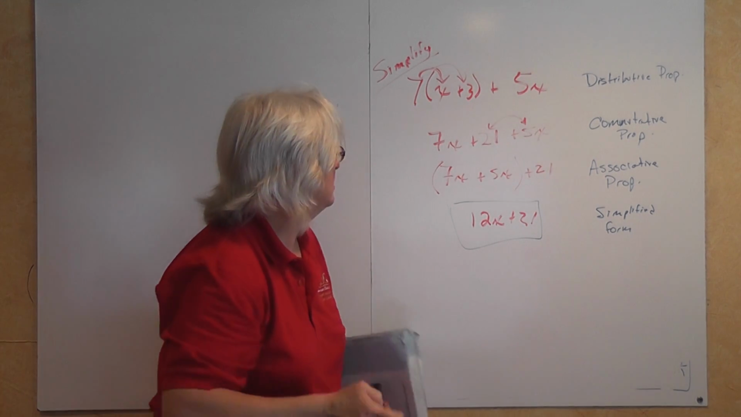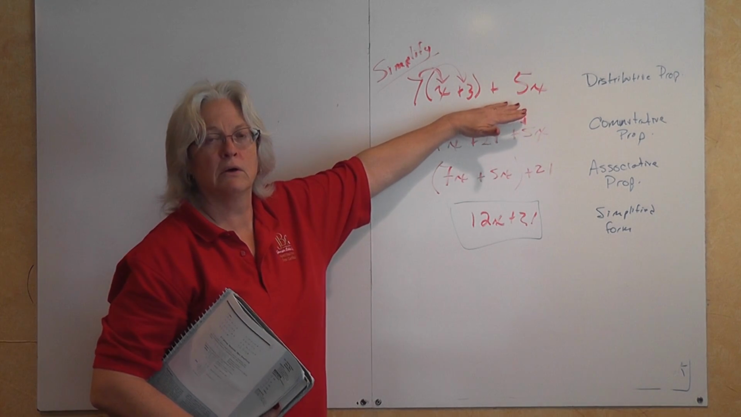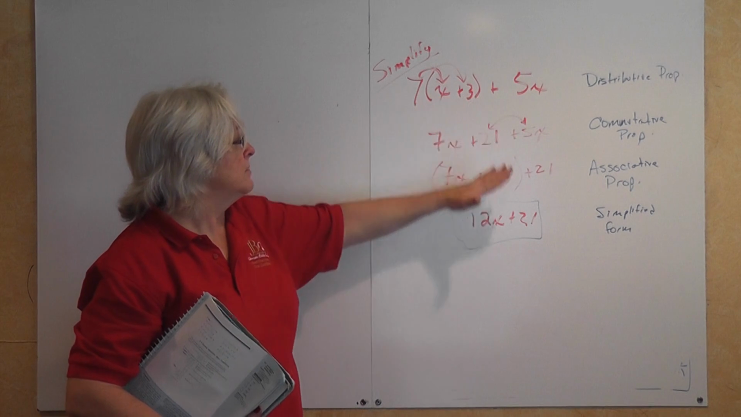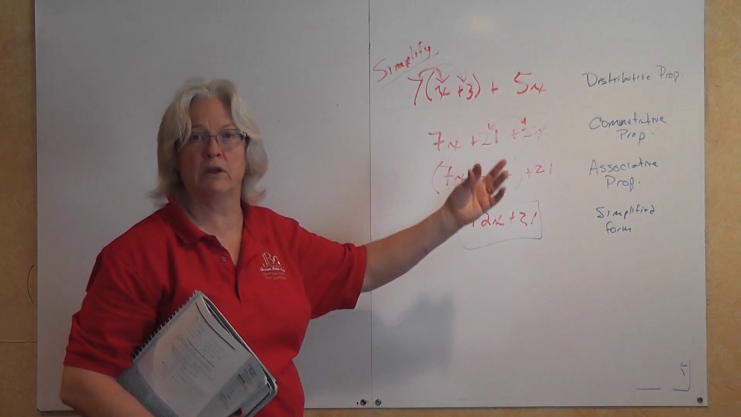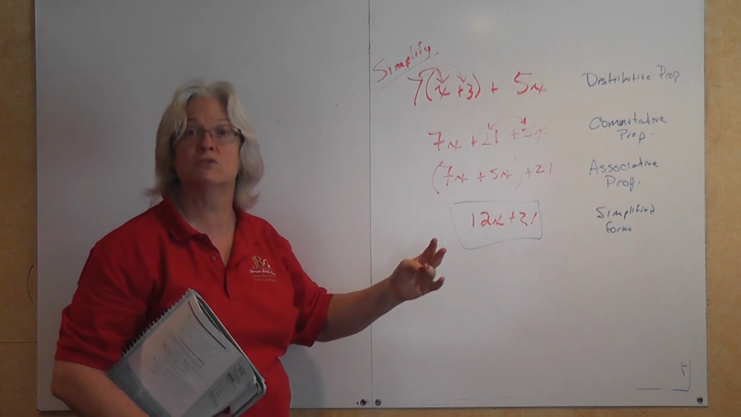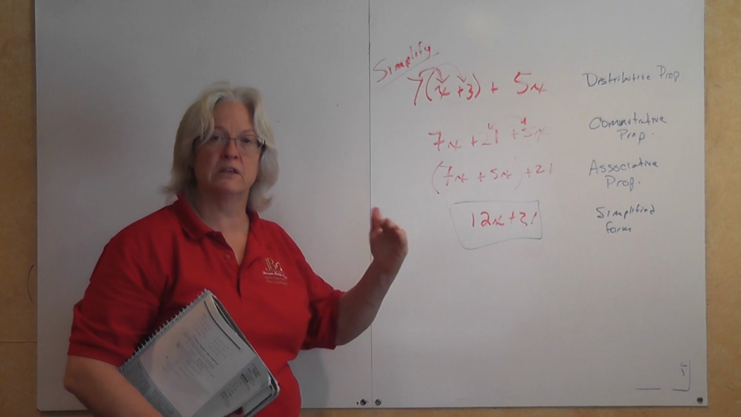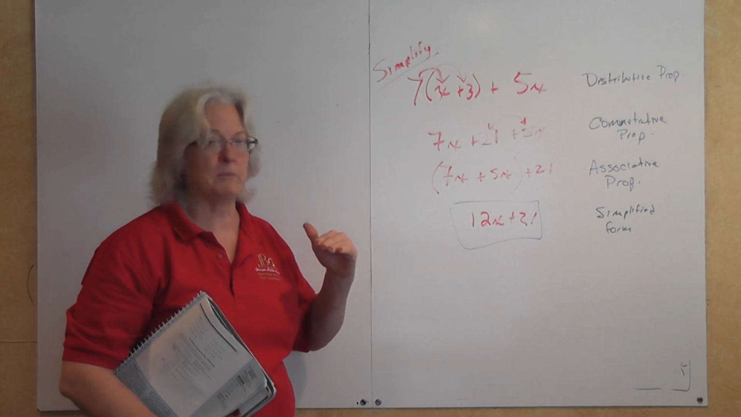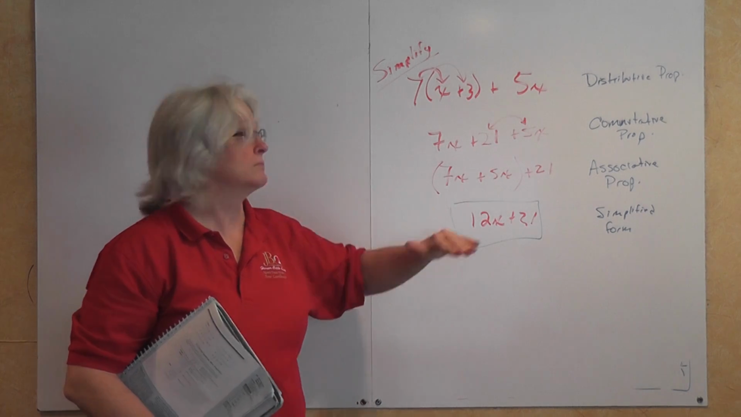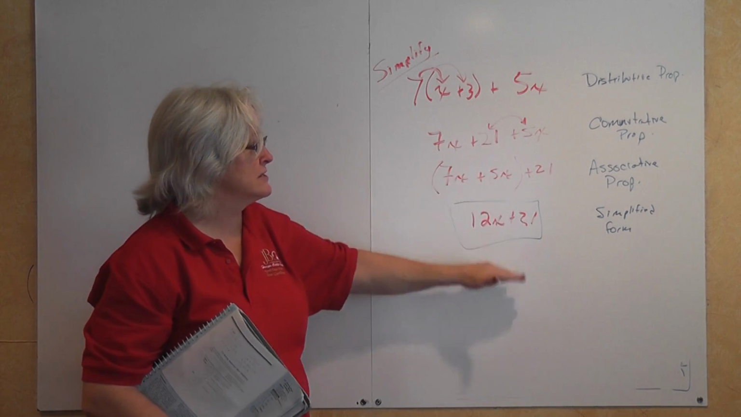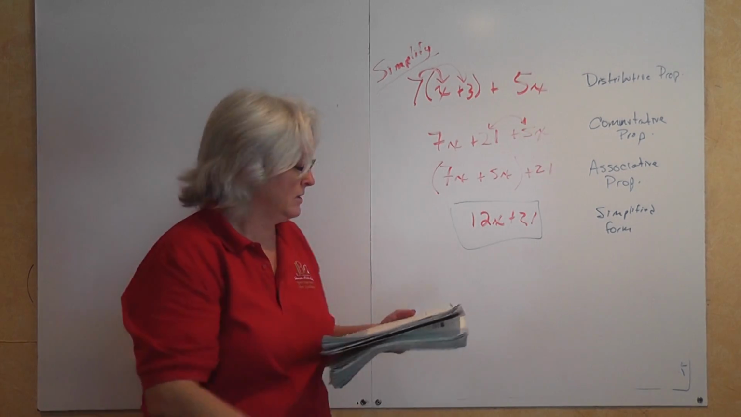I can look at this and say that it simplifies to 12x plus 21. But what lets me get to 12x plus 21 is the distributive property, using the commutative property, using the associative property, and collecting like terms. So you see that there's a basis and a methodology and a rule. Everything that we're doing in algebra is based upon something that's come before, something that's already been defined.